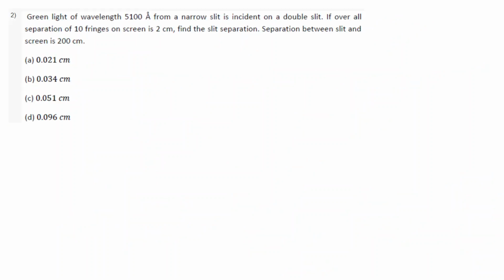Okay. So the next question: green light of wavelength 5100 angstrom from a narrow slit is incident on a double slit. This is the case of the double slit experiment. This is the green light source of wavelength 5100 angstrom. When it passes through this double slit, it is incident on the screen. If the overall separation of 10 fringes on the screen is 2 centimeter.